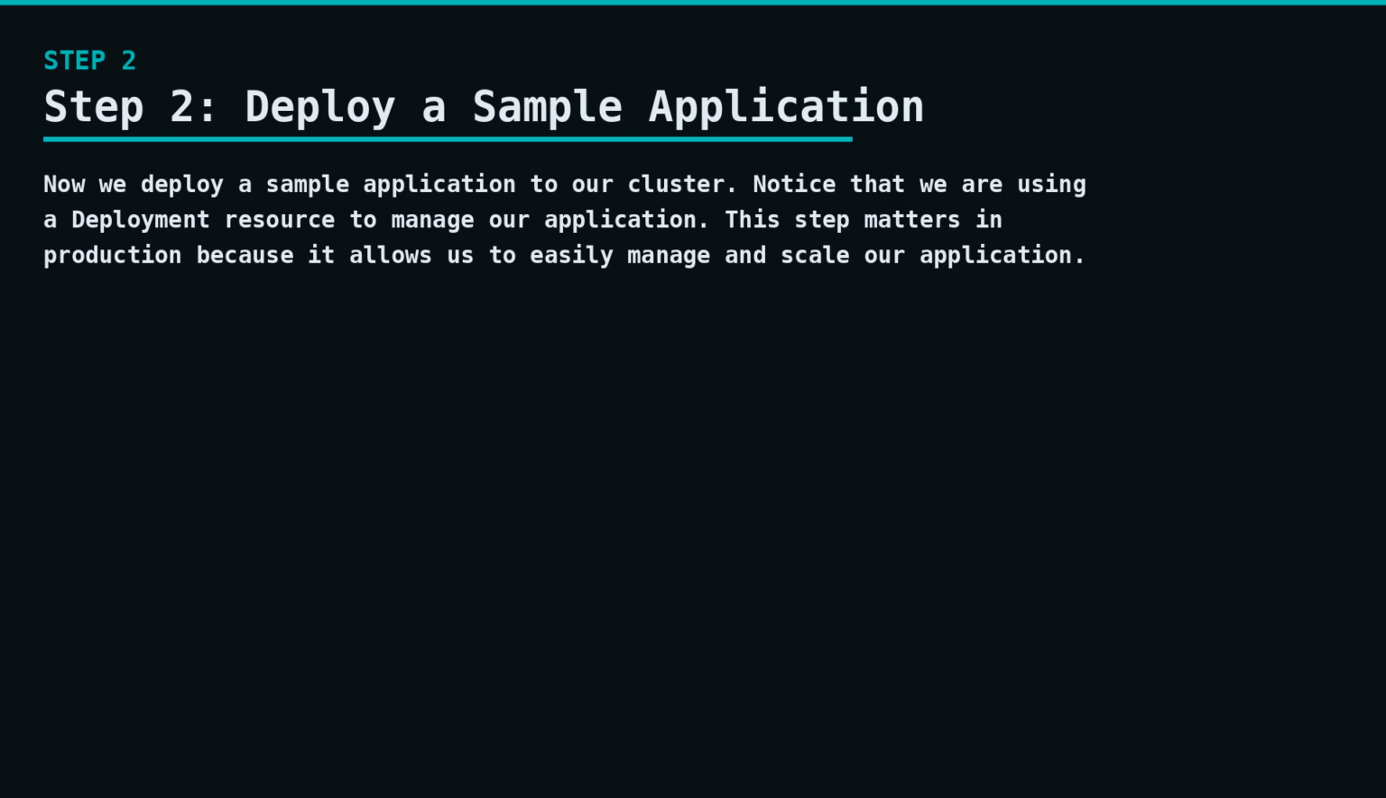Now we configure VPA to scale our application's resources based on usage. This creates a VPA resource with the specified configuration. In production you would also consider the cost implications of scaling your resources.